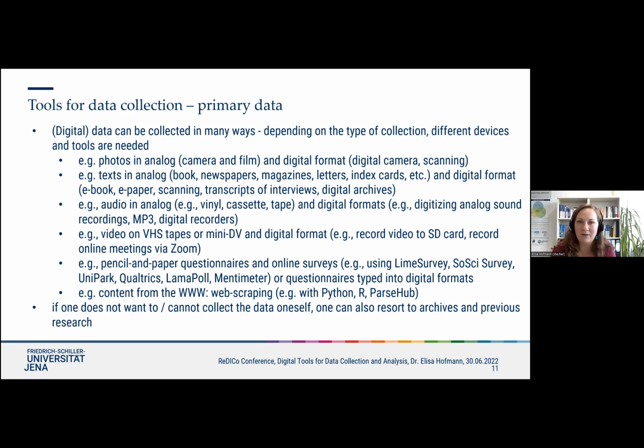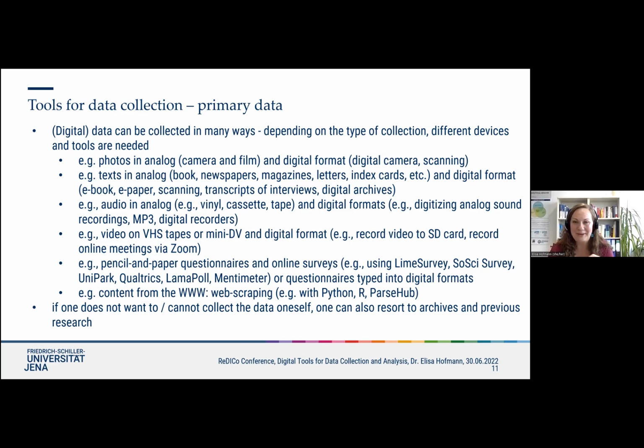So primary data are all kinds of data that you as a researcher collect for the first time. For instance, surveys or interviews, or also laboratory results. So those are data that do not exist before you collect them. And this can be a very broad range of analog and digital data, for instance, photos, but also texts from books, newspapers, or letters. It can be audio and video files, also in analog and digital format.